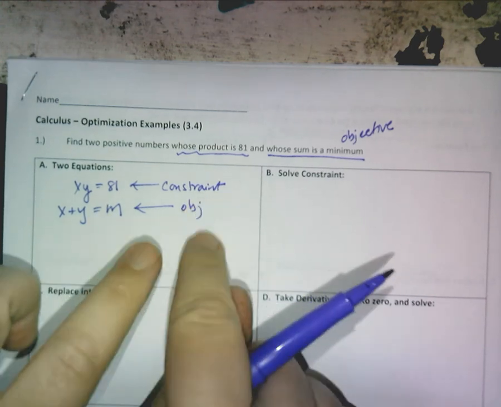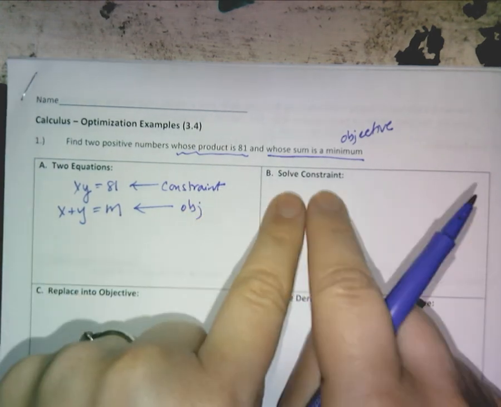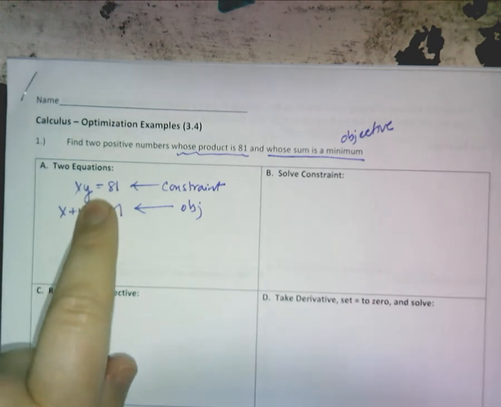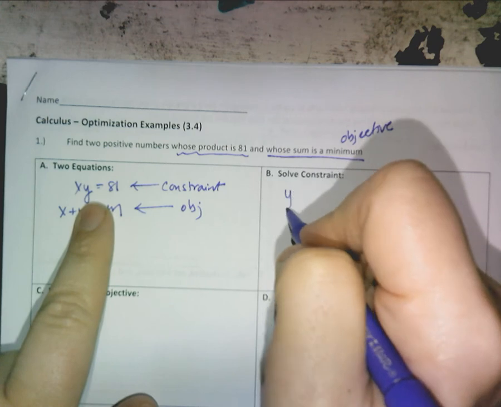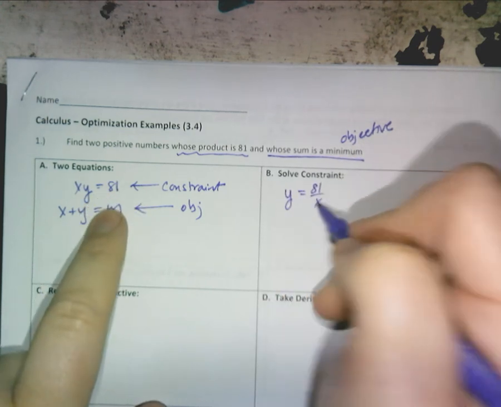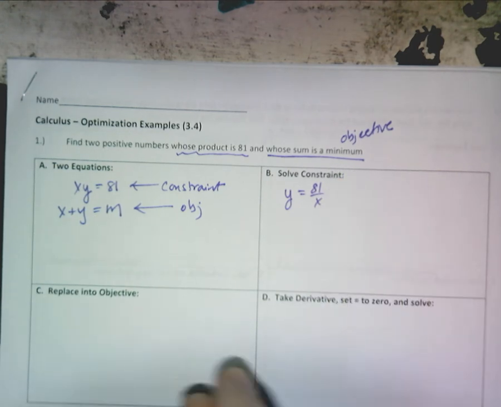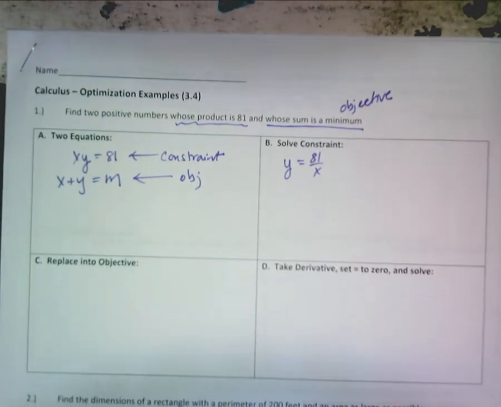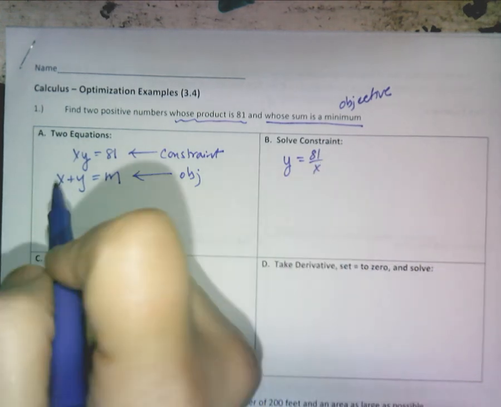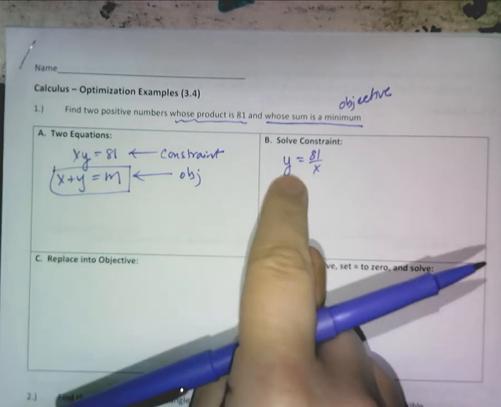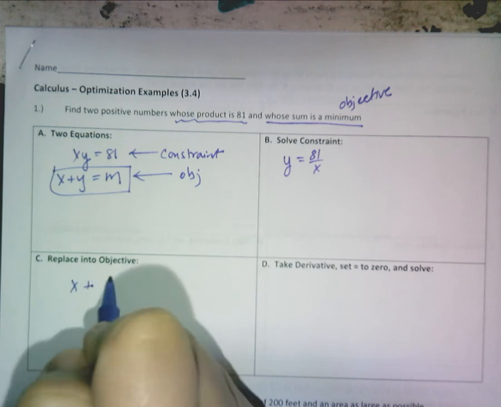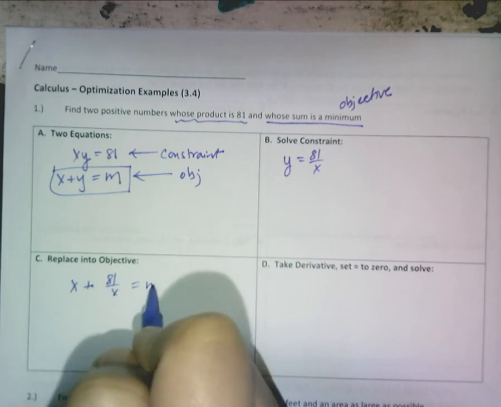Once you've established these 2 equations, you are going to solve the constraint for a variable, whichever variable you want. Let's look at the constraint. Which variable do you want? I go with y, because I always solve for y. How do you solve this for y? Then go to part C. I put this in a nice chart for you. You are going to replace the constraint into the objective. So here's your objective formula. You're going to replace the value of y into that objective. So I'm going to write x plus 81 over x equals M.